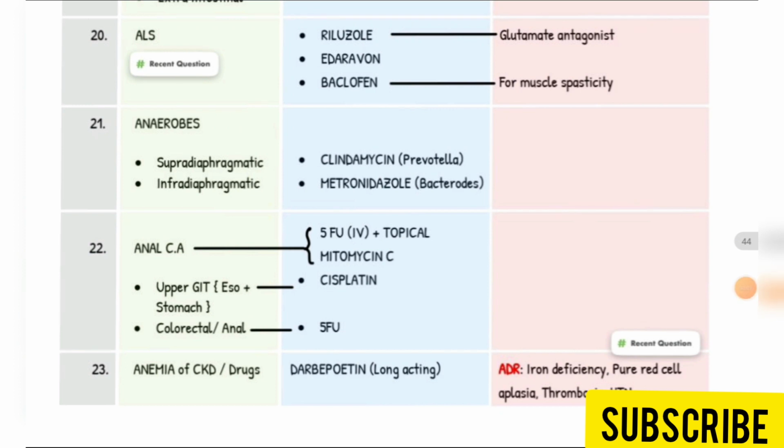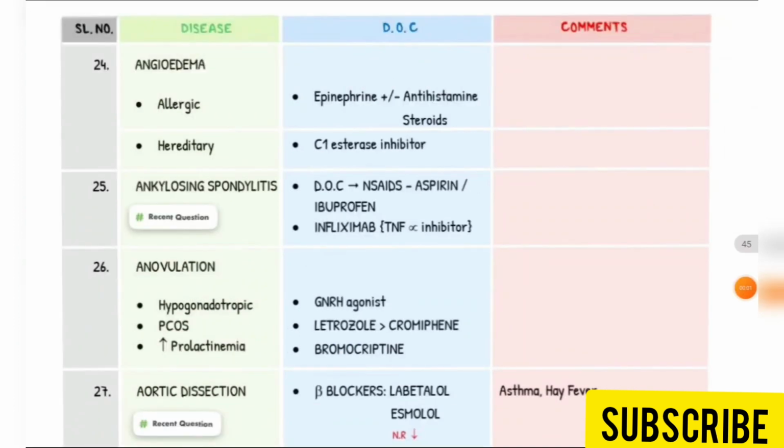Anemia of chronic kidney disease, drug of choice darbepoetin. Next case, angioedema, allergic, drug of choice epinephrine plus minus antihistamine steroids, hereditary C1 esterase inhibitor. Next, ankylosing spondylitis, drug of choice NSAIDs, aspirin or ibuprofen or infliximab. Anovulation, hypogonadotropic, drug of choice GnRH agonist, PCOS, letrozole, then clomiphene citrate, increased prolactin, prolactinoma, bromocriptine.